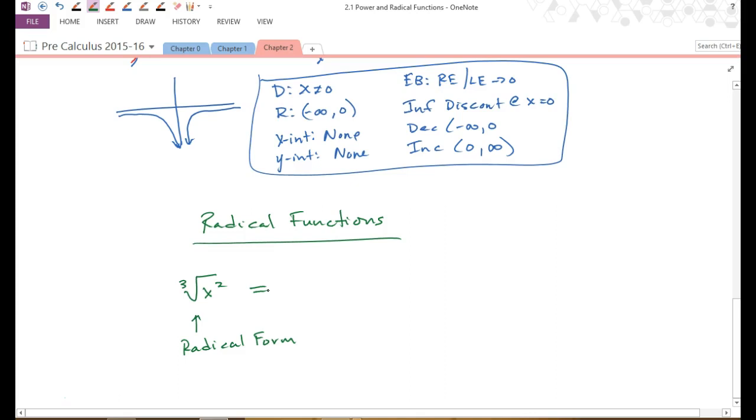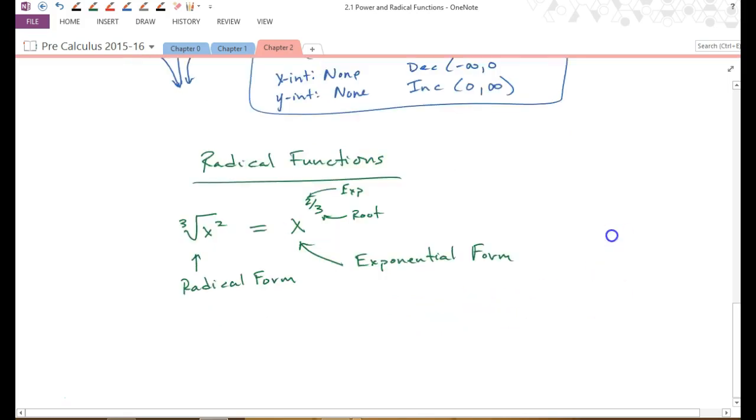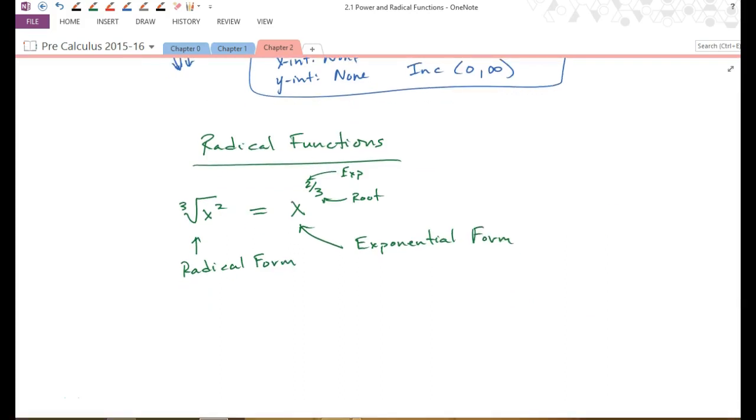X to the 2/3. So it's x to the 2/3. Okay, so the number on the top is always the exponent, the one that's been given initially. The number that's on the bottom is your root. Since we had a cube root, it's going to go on the bottom. Okay, so this is exponential form.